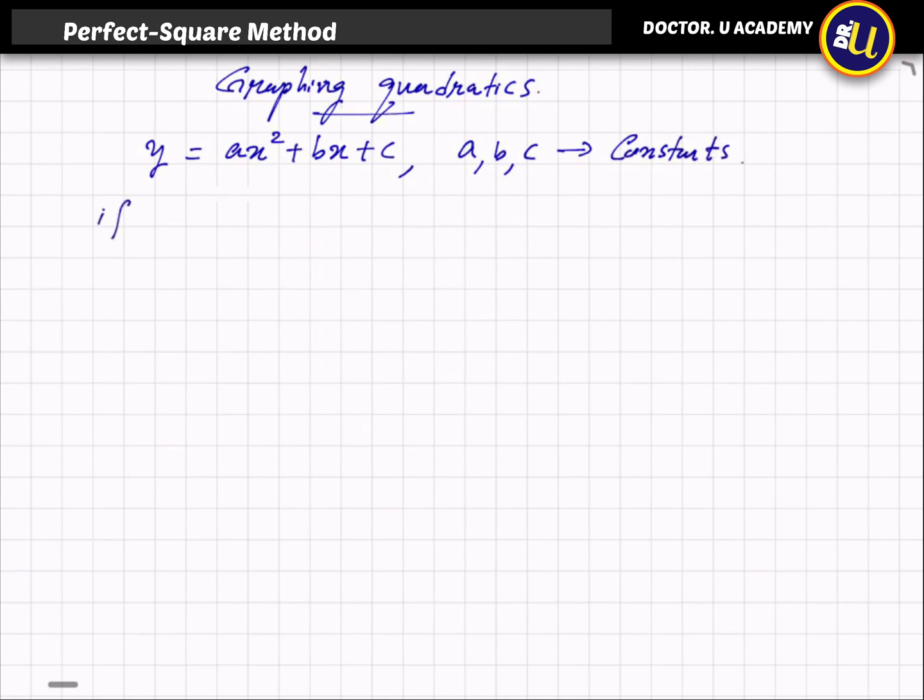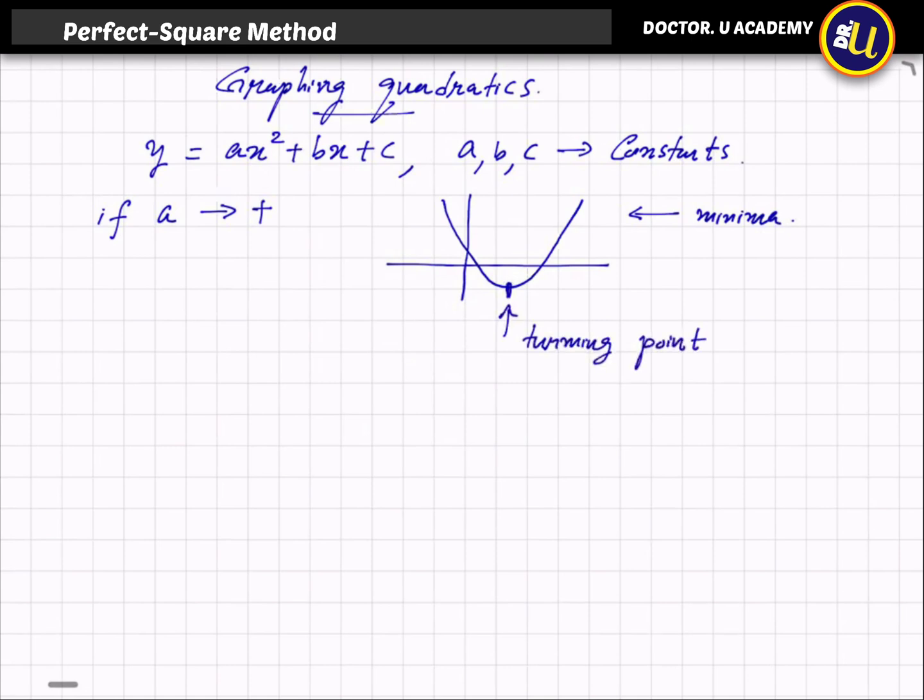Now if a is positive, the graph looks like this, which is a minima. This point is called the turning point, and the values you obtain here, the x intercepts, we call solutions.